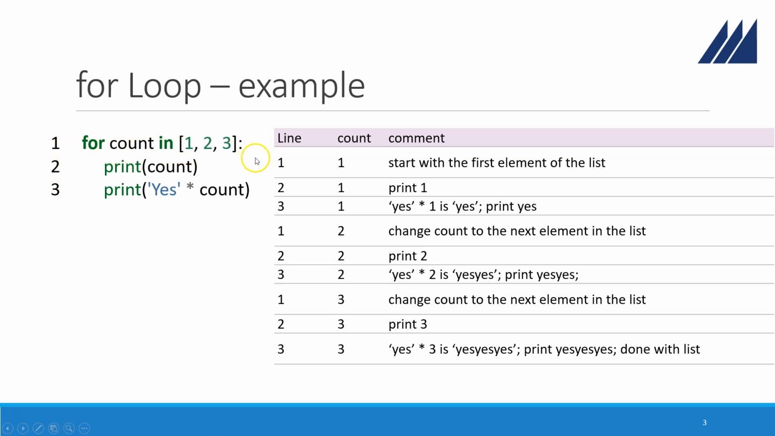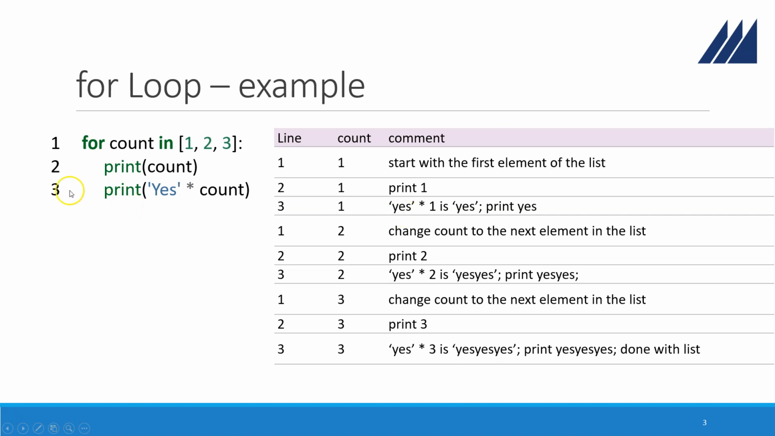When I first start my program, I'm going to start at line number 1. Count is going to take the value 1, which is the first item in my sequence. So when I execute the body, count is going to be equal to 1. That's the first item in my list. Count is equal to 1 right now. I'm going to go to line number 2. Count is still 1, I'm going to print 1, and then I'm going to go to line number 3 and print yes times 1, which is going to result in yes.